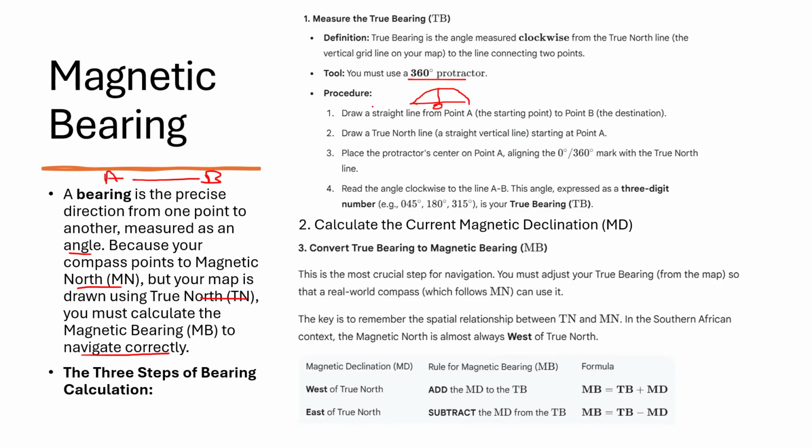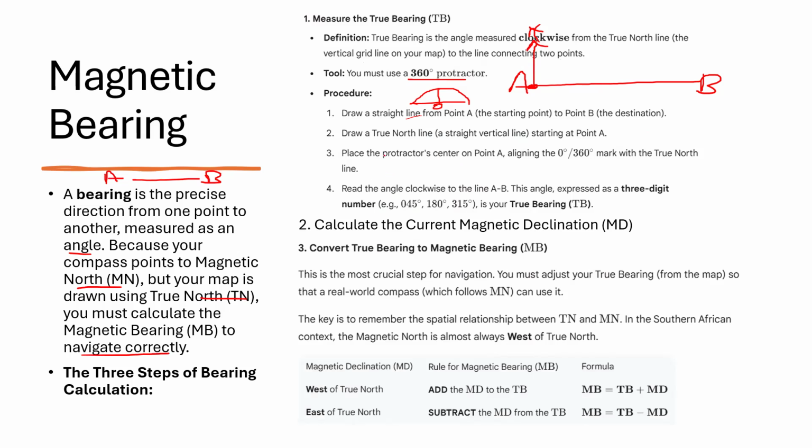So the procedure: you draw a line from point A to point B. Let's say this is point A, this is my point B, and then you draw a line from there to there. And then you draw a true north line, a straight vertical line starting at point A. If this is my point A, then this is my true north, for example.